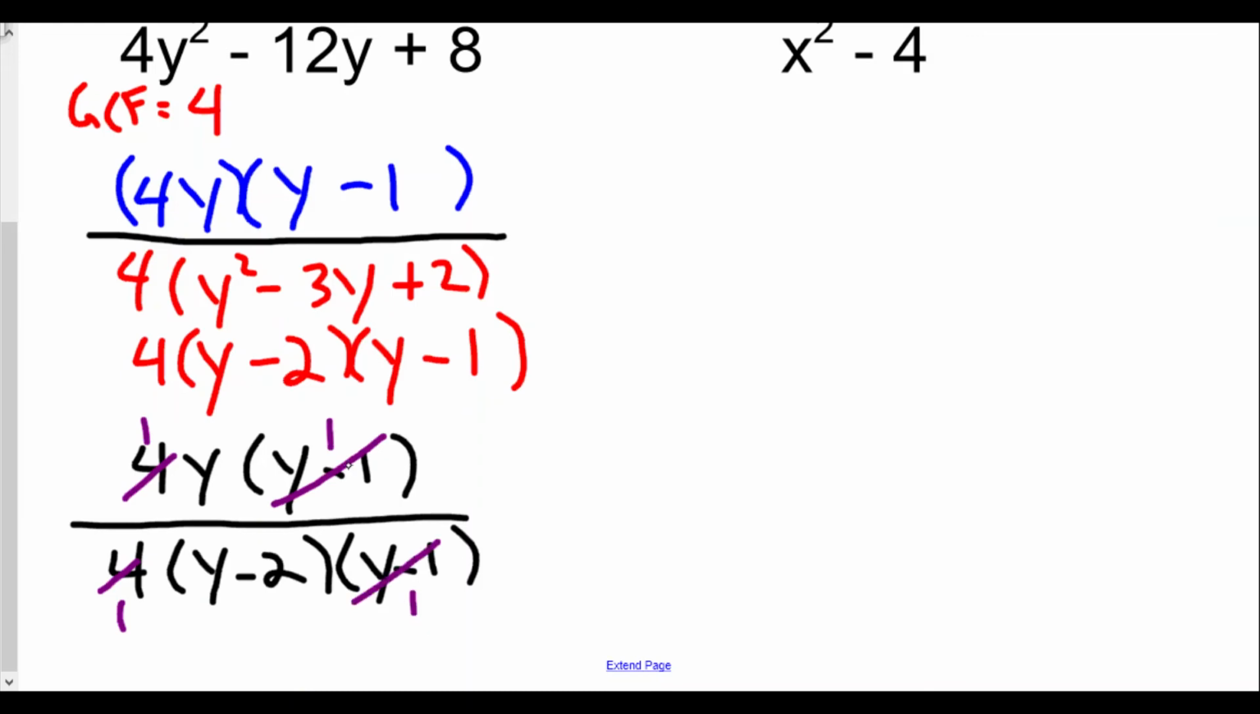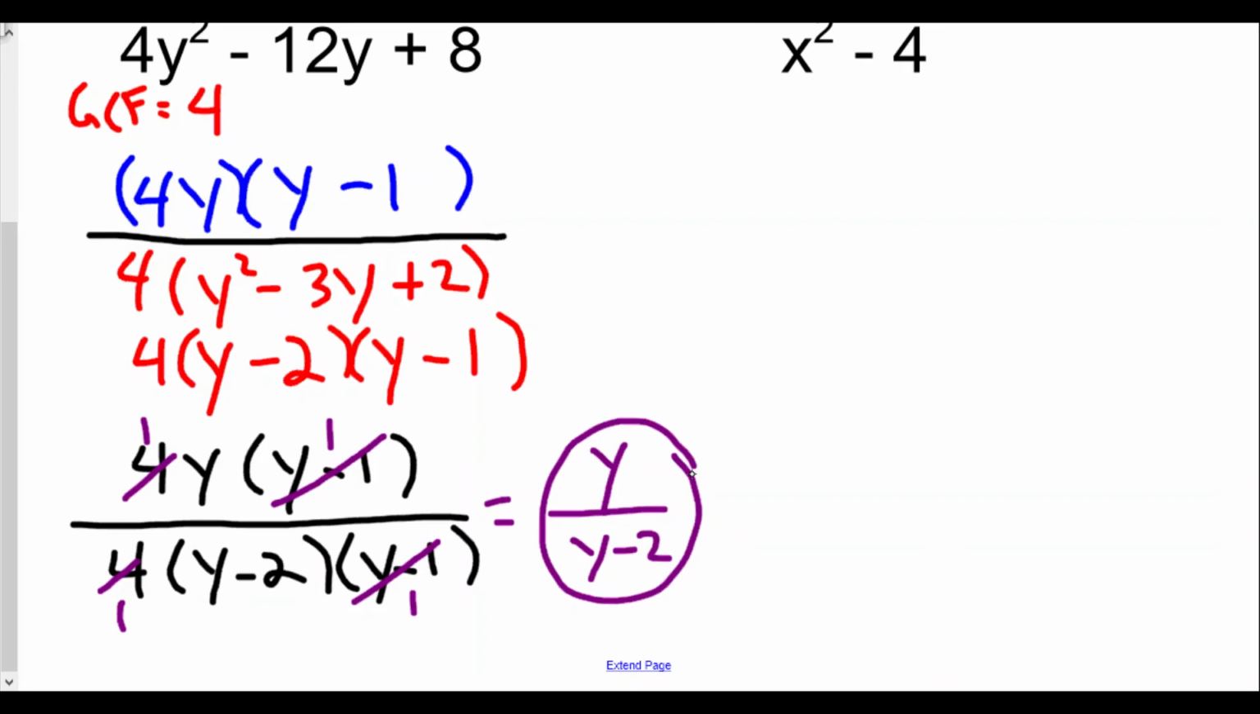Now this leaves us with the answer of 1 times y times 1, or y, and 1 times y minus 2 times 1 is y minus 2. And this is our final answer. There is a temptation to divide out the y's, but they don't match up. Okay?